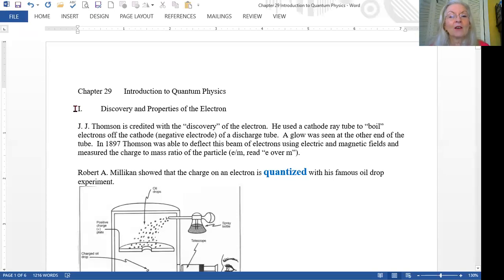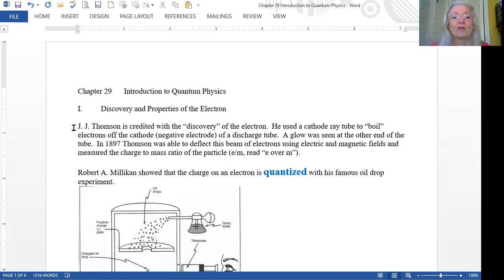So it starts out talking about the discovery of the electron. I think all of quantum physics begins there. Thomson's credited with the discovery of the electron. He used what's called a cathode ray tube. That's the same sort of thing as old-fashioned TVs. You remember the big wide ones before everything was a flat screen.